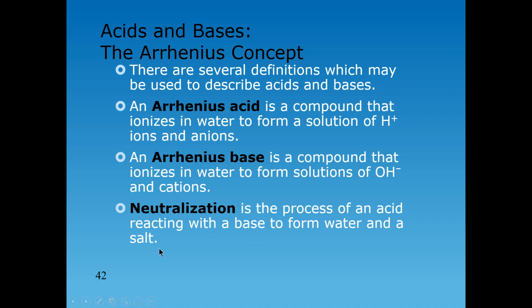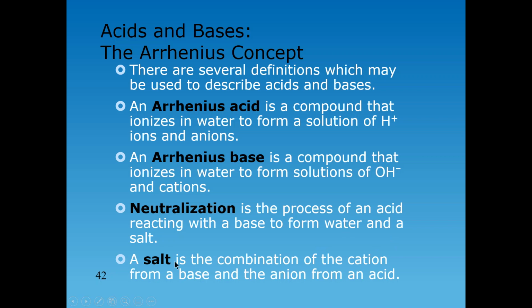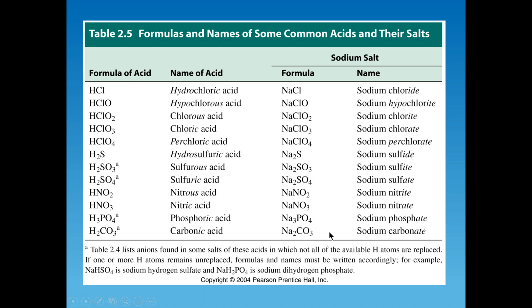And later on, we're going to learn more about neutralization reactions. But for now, we're just going to leave it at that, all right? Oh, and by the way, a salt is the combination of the cation from a base and the anion from an acid. So what we're going to look at is basically the general formulas for acids and bases, and then you can understand from that how the formula for the salt can be arrived at based on the reaction between a particular acid and a particular base.